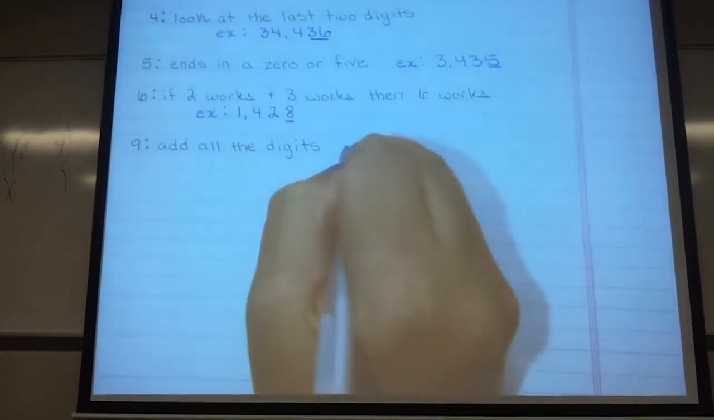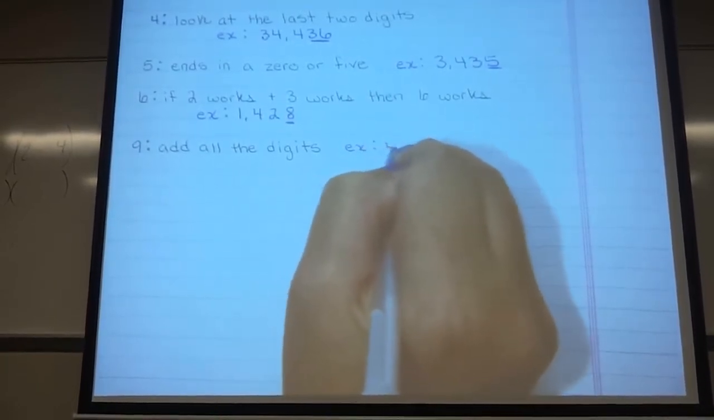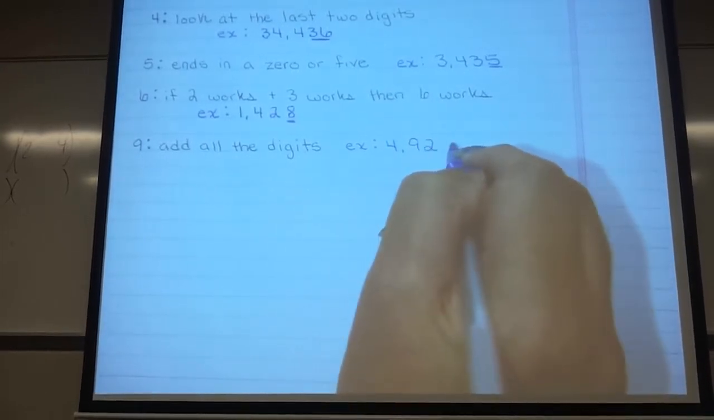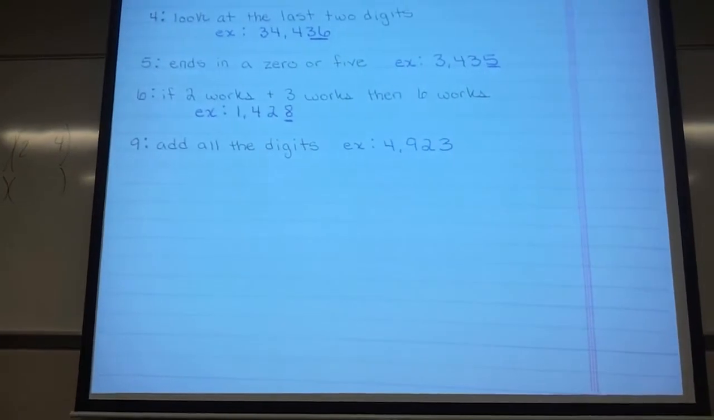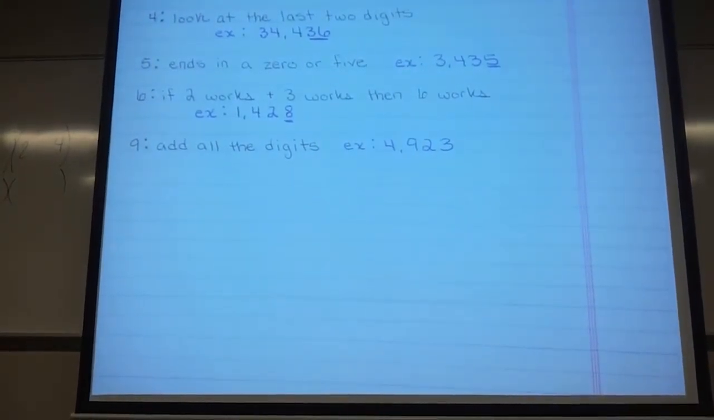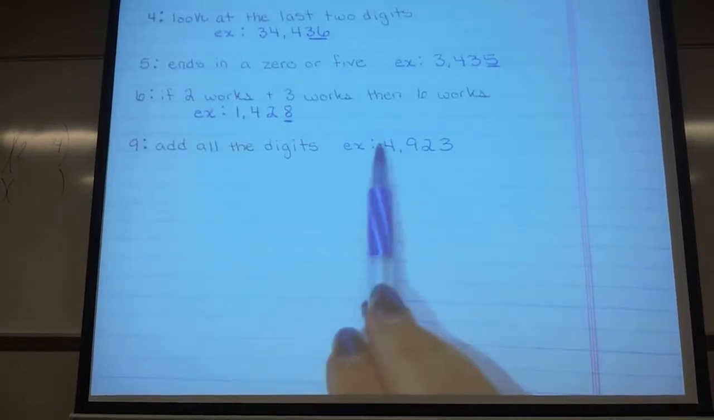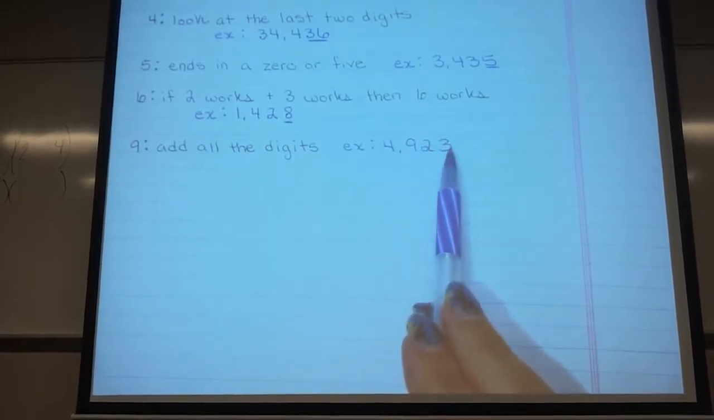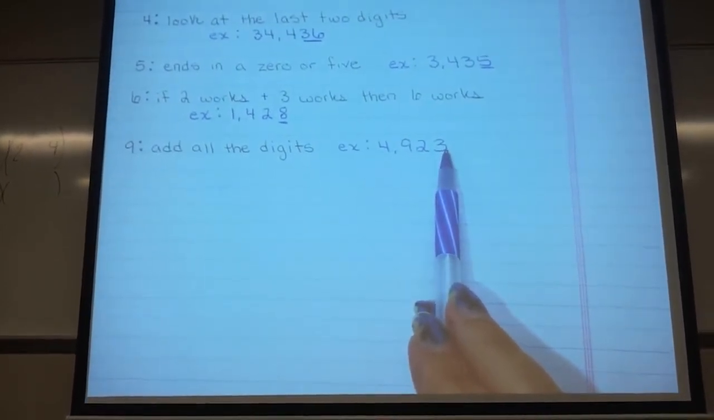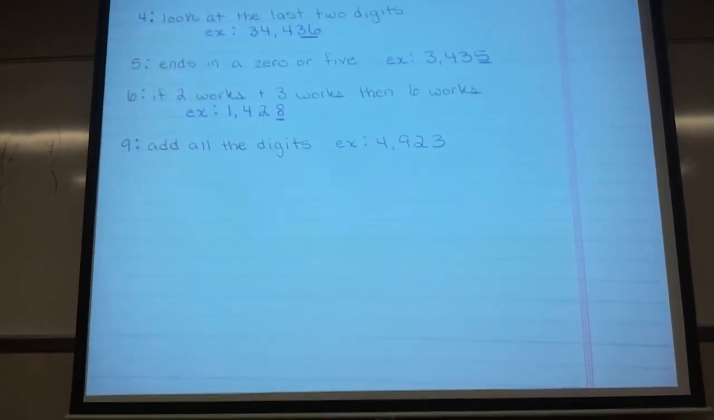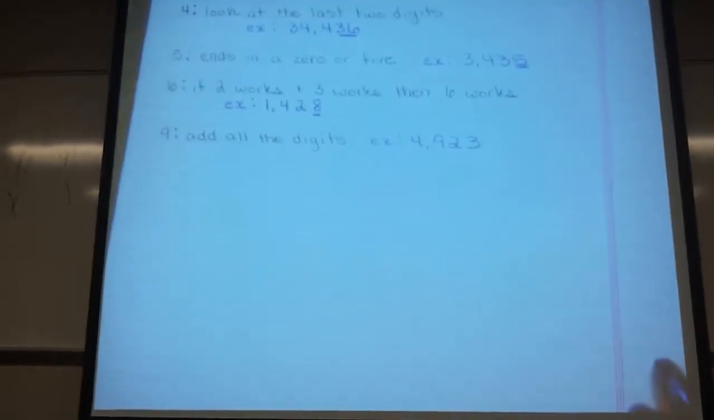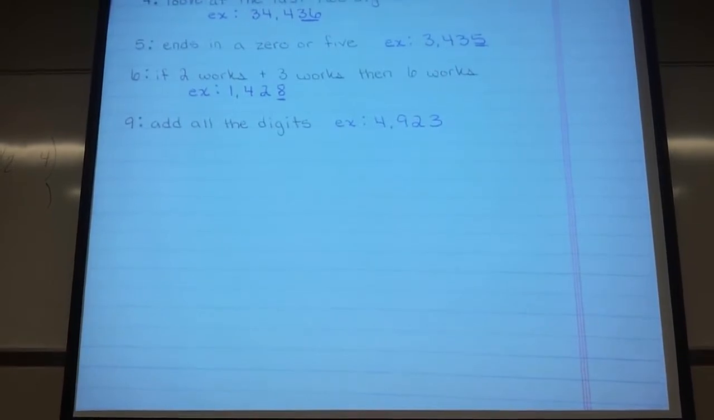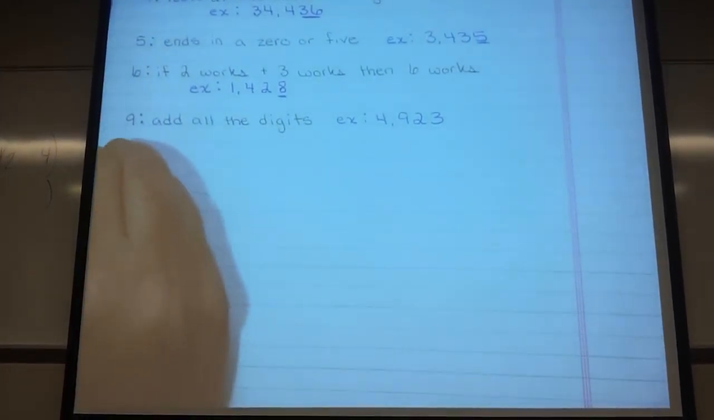So again, if I was to give you an example, 4,923. If I added all those digits, 4 plus 9 is 13, plus 2, 15, plus 3, 18. Can 9 go into 18? Yep. So 9 can go into that big number. And 3 can go into it, because 3 can go into 18. So little ways you can see if a number can go into it. So for 9 and 3, they basically have the same rule. Same exact rule.